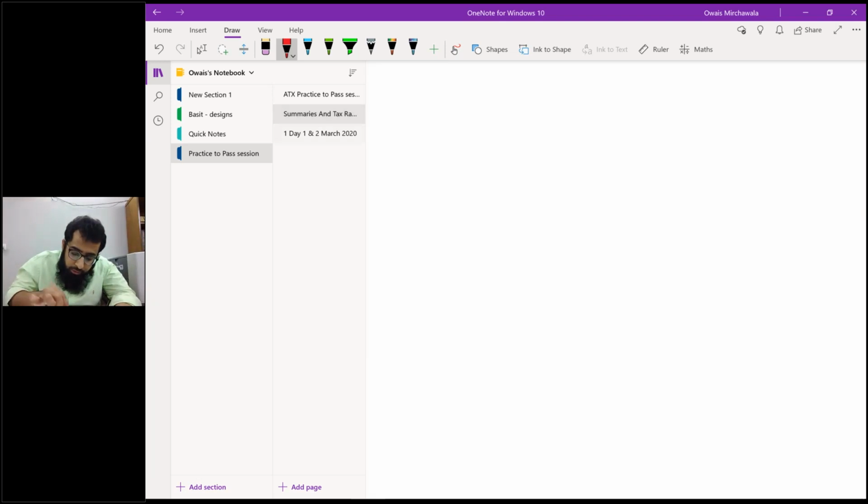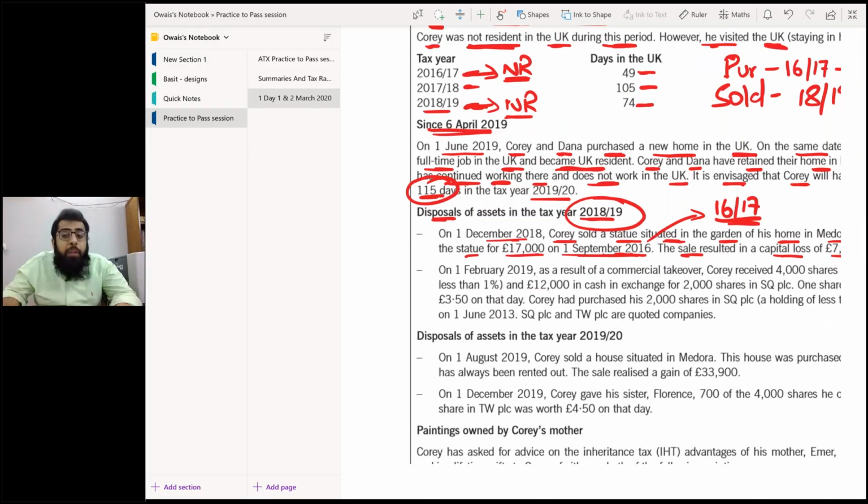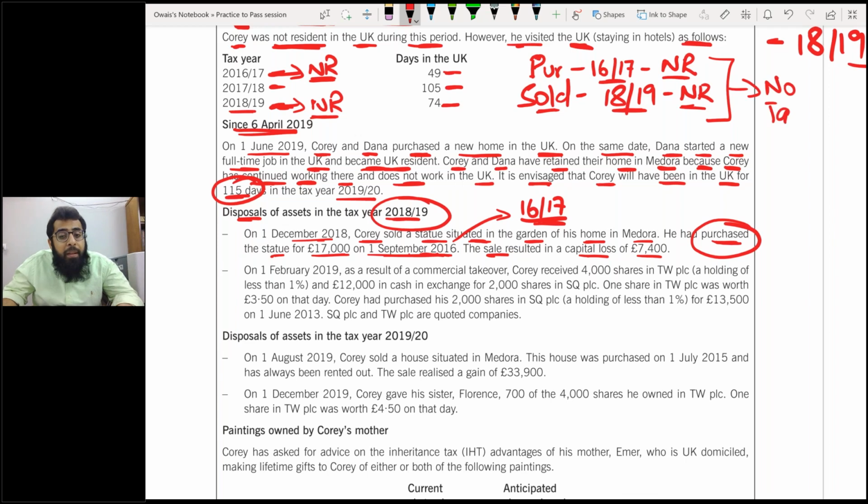Now, if you look at the question, you purchased the asset in 16/17 when you were non-resident. You sold it in 18/19 when you were non-resident. So what will happen? No tax. Very simple. No tax. Okay?